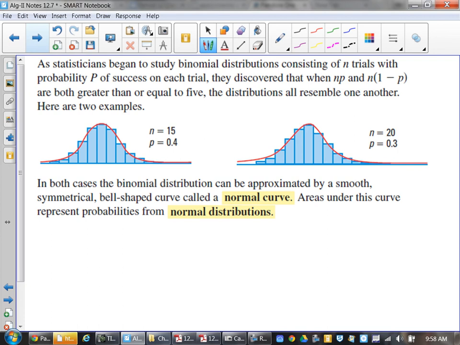Where these things come from is exactly the bar graph. And according to most people, it's a hell of a lot easier to draw one curve than it is a bunch of bars.